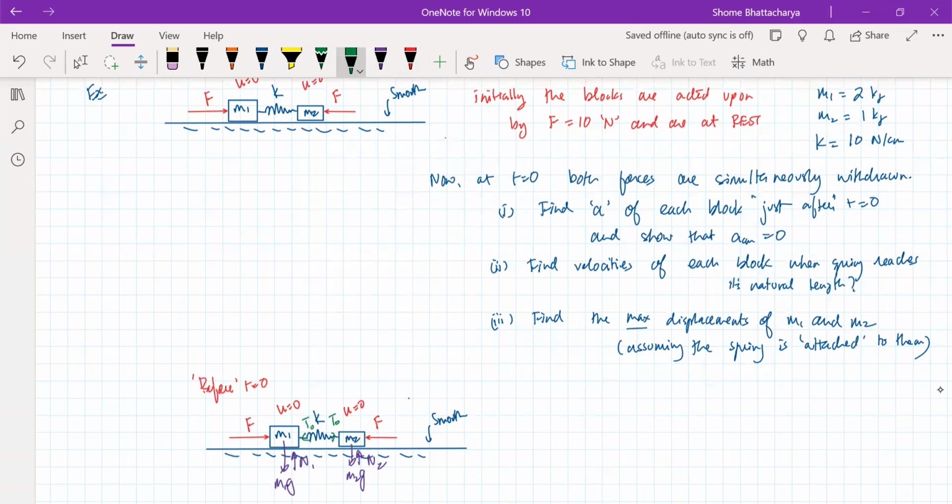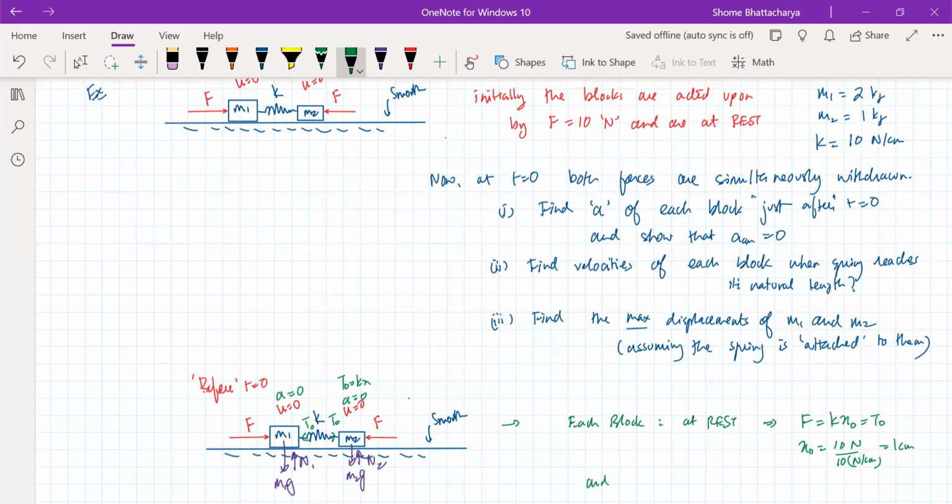T naught and T naught. Okay, so T naught is equal to Kx. But so each block is at rest. F is equal to Kx naught, let's say. It's T naught. So how much is the initial compression of the spring? It is 10 newtons divided by 10 Newton per centimeter. So 1 centimeter is the initial compression of the spring.